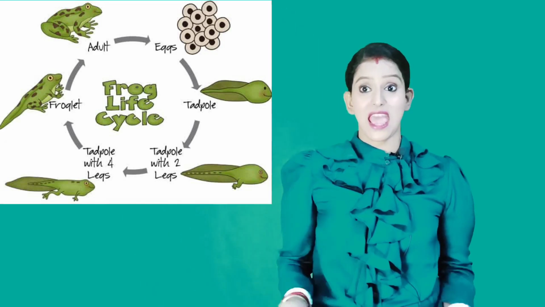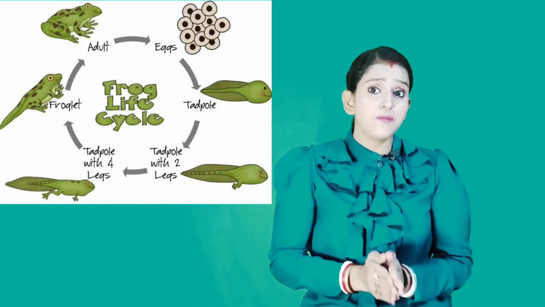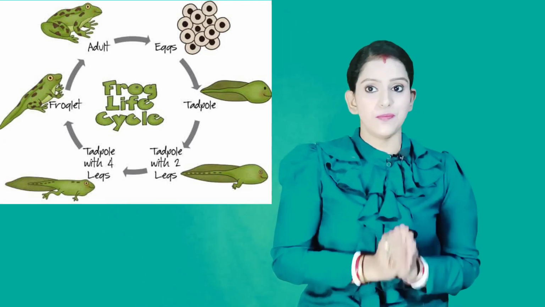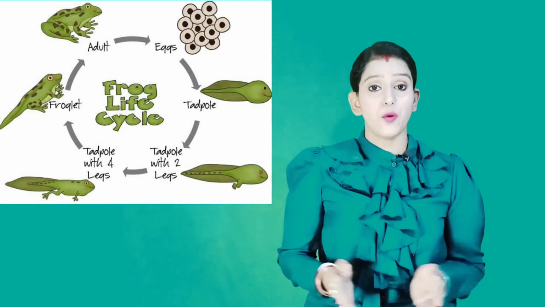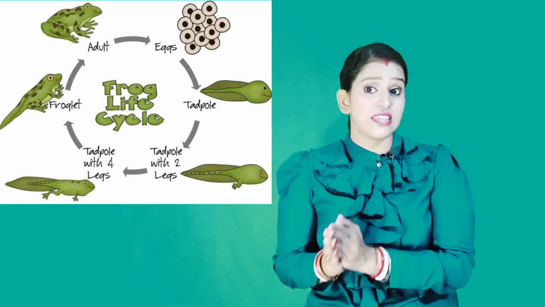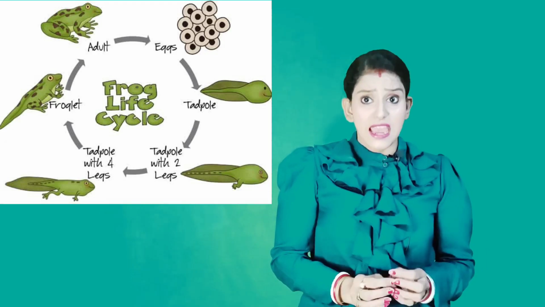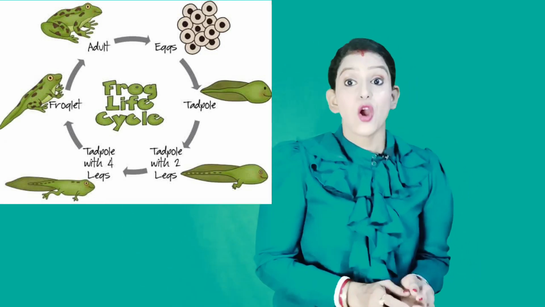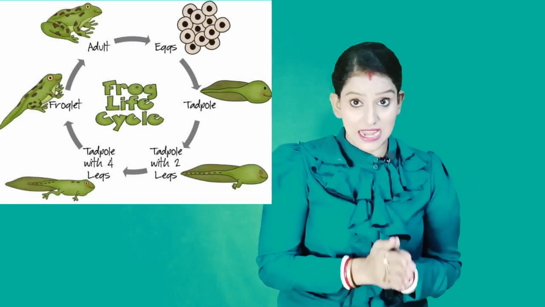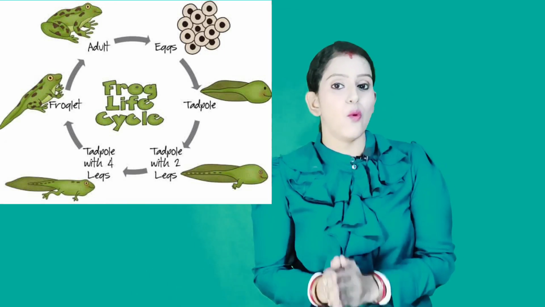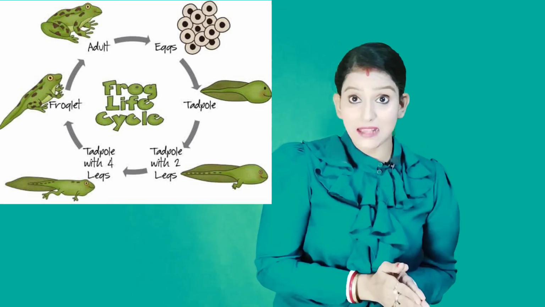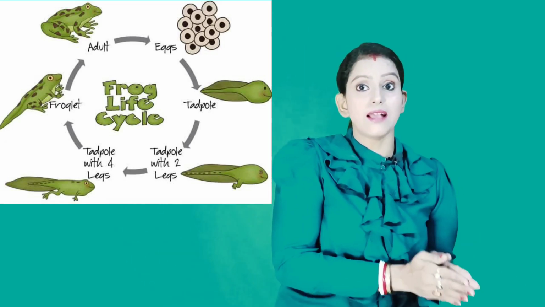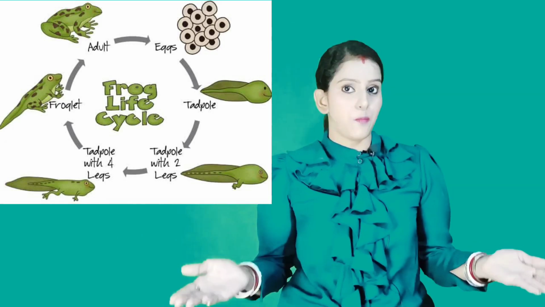Stage 2. Embryo. The egg develops into an embryo that depends on the yolk for its food. Stage 3. Tadpole. Once the embryo is developed inside the egg, it hatches into a fish-like structure with a tail called a tadpole. It can live only in water. It breathes through the gills and feeds on aquatic plants and algae present in the pond.